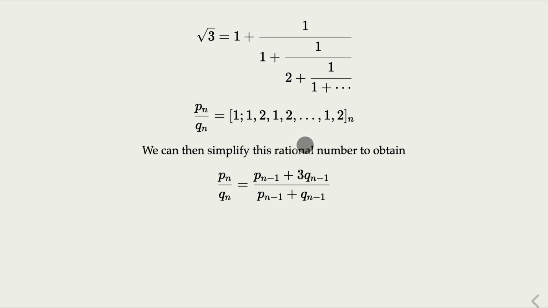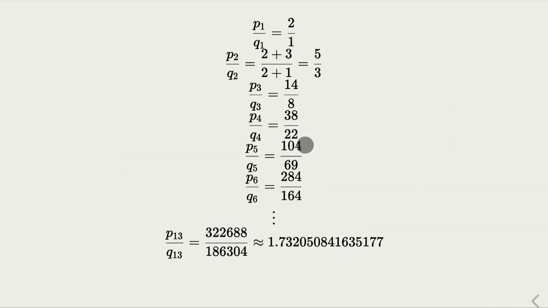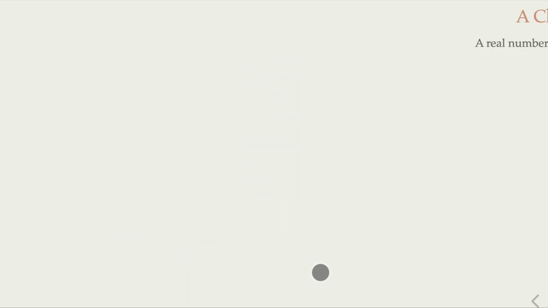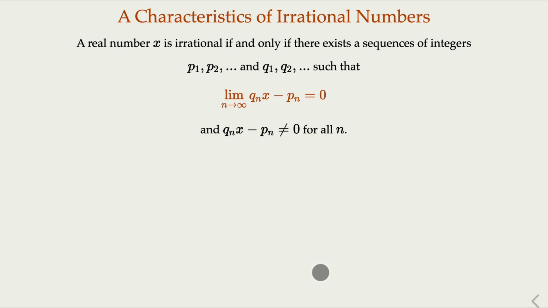For example, there's going to be a recurrence relation for p_n and q_n. If you plug in the numbers, we're going to get that. For example, if you go to the 13th iteration, this fraction is getting really close to the true value of square root of 3. I think it's about right to either the 7th or the 8th position after the decimal. Okay, so here's the result.